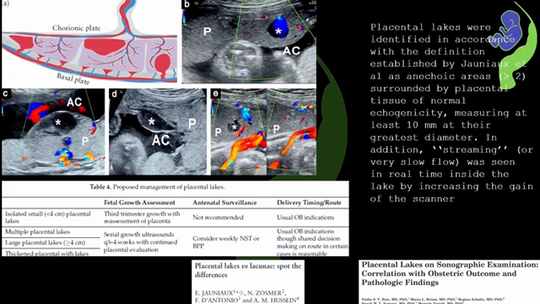Another important feature is that their size and shape may change dynamically depending on maternal position, uterine contraction, or probe pressure during scan, like what we have seen already. You can commonly find this placental lake in the center of the lobule or cotyledon, or directly under the chorionic plate, or along the margin of the placenta.